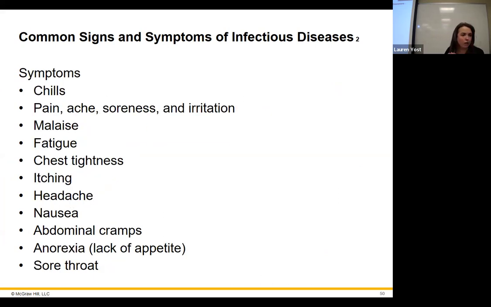And then we have the symptoms, again, subjective: chills, pain, malaise, fatigue, chest tightness, itching, headache, nausea, abdominal cramps, anorexia, and sore throat. Anorexia just means you don't want to eat.